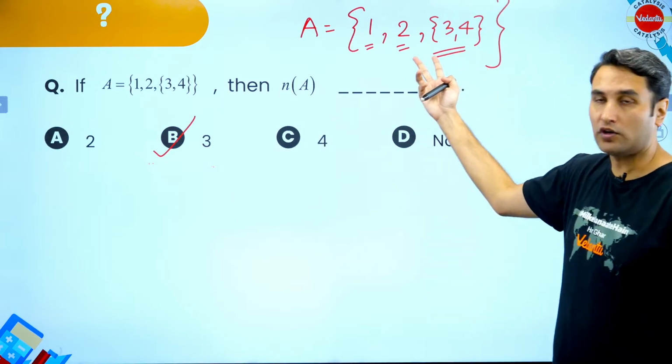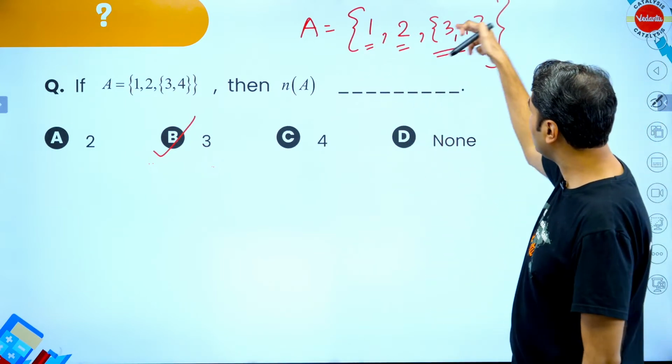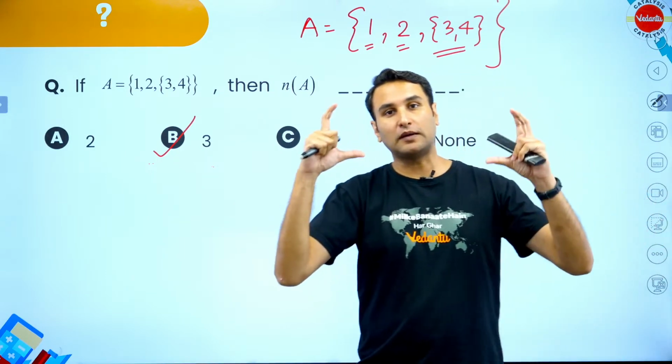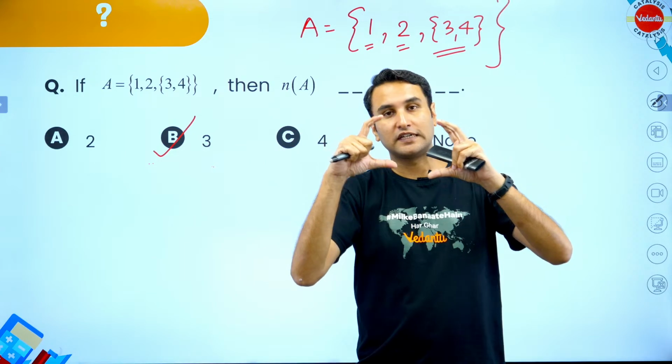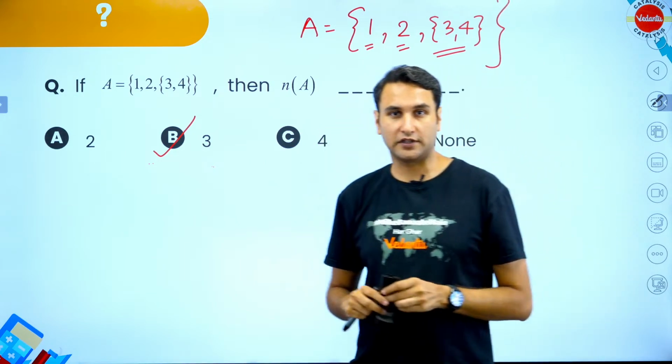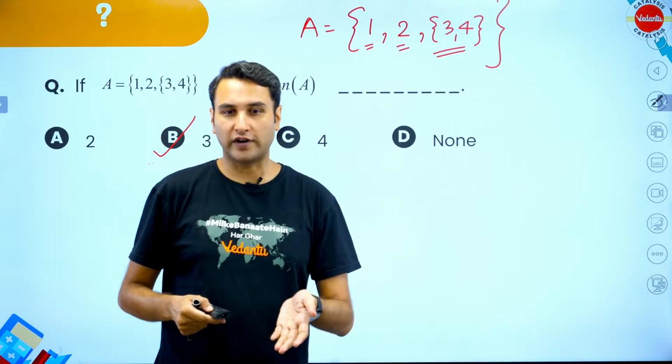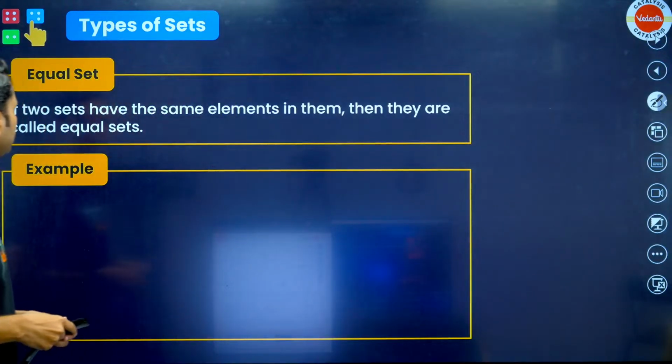So don't make this mistake. A lot of students do what? They do 1, 2, 3, 4. No. Once you have put something in a box, it has become one single element for the bigger box in which it has been kept. Alright? So this is an important concept.